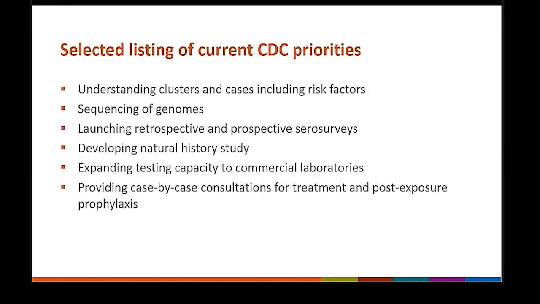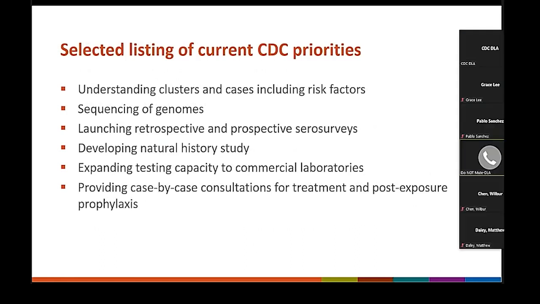So, if you're wondering what we at CDC are doing right now, the things on this slide are some of the current CDC priorities. We are trying to understand the clusters and the cases occurring in various parts of the country, as well as risk factors for acquiring infection and also outcomes. In our laboratory, we are sequencing genomes, trying to understand how these might be related to previous genomes, based on the sequencing that has been done in Nigeria as part of the work that CDC has done for years now in Africa, the Democratic Republic of Congo, and Nigeria in particular.